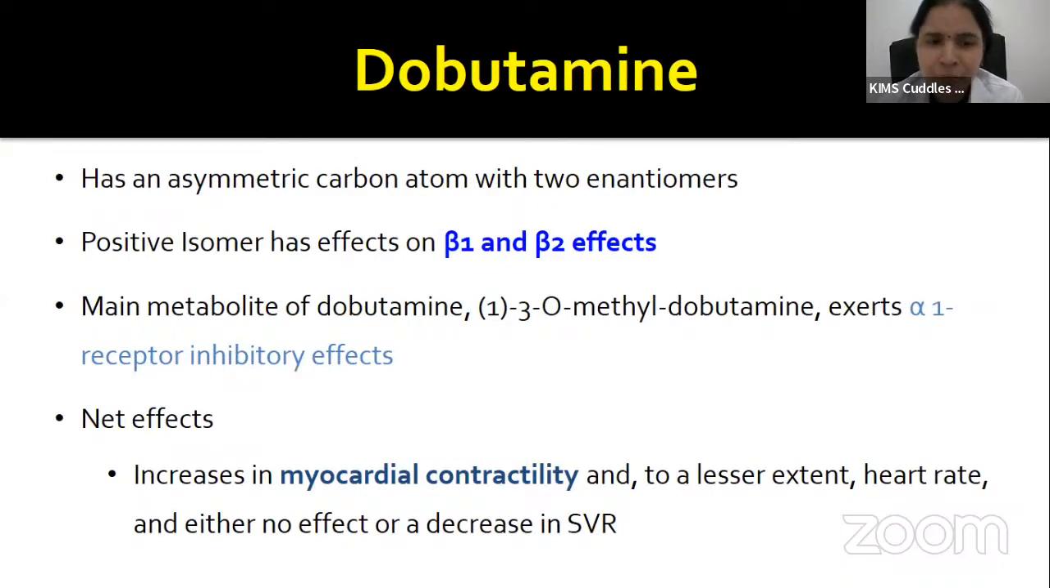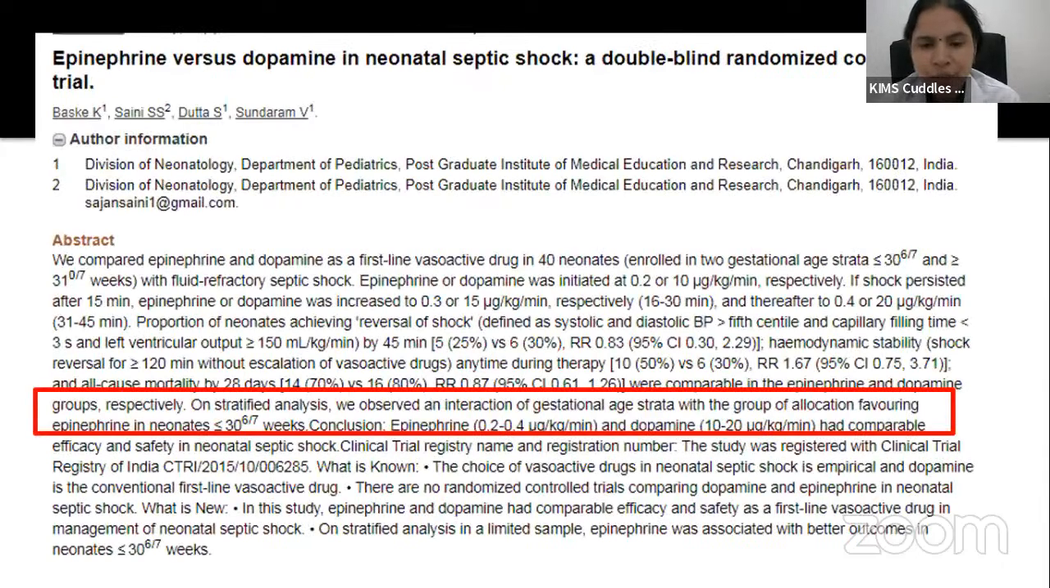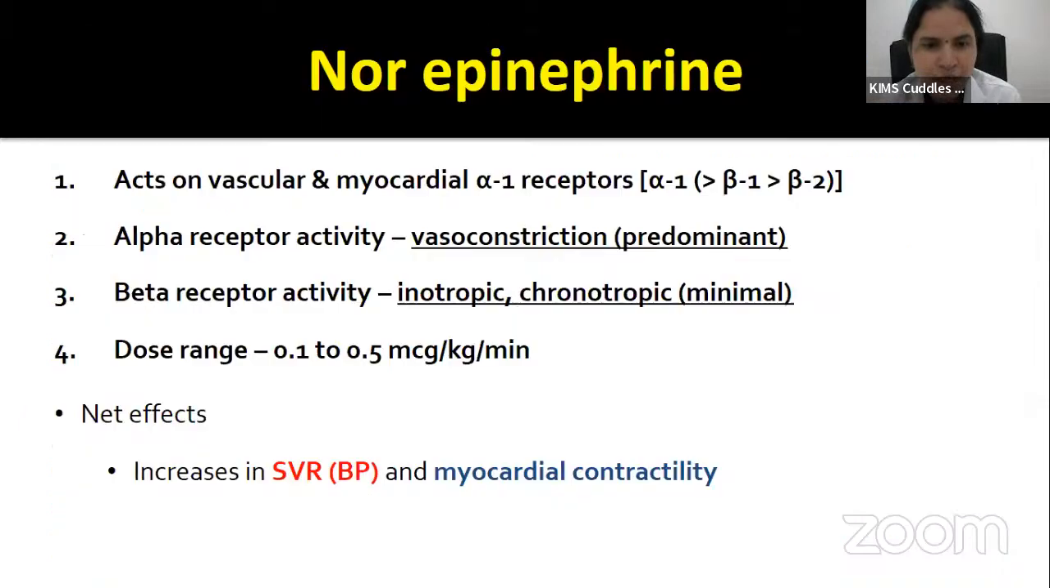Dobutamine, on the other hand, acts via the positive isomer and has effects predominantly on the beta 1 and beta 2 receptors, causing an increase in contractility and either no effect or a decrease in the systemic vascular resistance, with peripheral vasodilatation. Epinephrine has almost a combination of all these actions and can have varied action on the vascular resistance, as we discussed. One study from PGI particularly showed that early use of epinephrine over dopamine was found to be useful, especially in newborns who are born at or below 30 plus 6 weeks of gestational age.